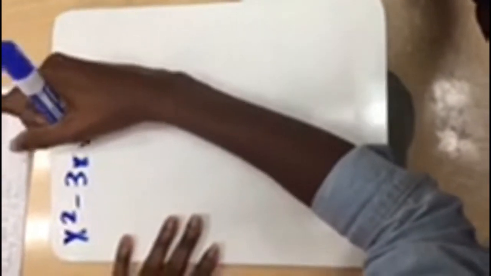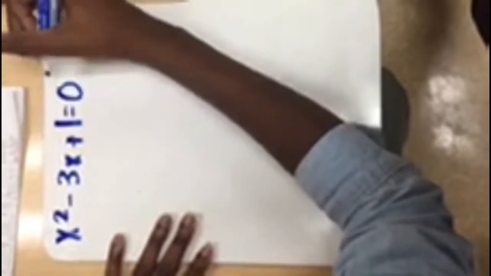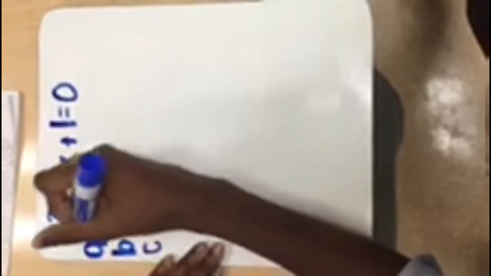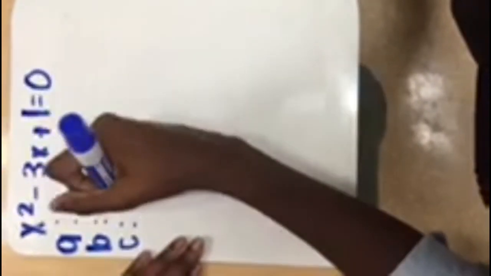This is using the discriminant to find two real solutions. We're going to start off with our easy problem, which is x squared minus 3x plus 1 equals 0. Finding our A, B, and C's is next. Our A is 1, our B is negative 3, and our C is 1.